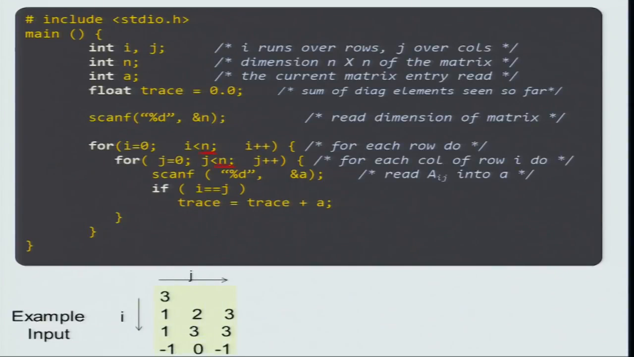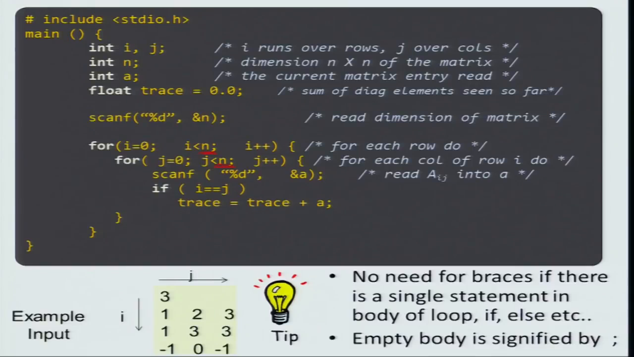So, let us look at a sample input. Let us say that you have 1, 2, 3, 1, 3, 3 and -1, 0, -1. Here is a particular convenience that C gives you, which I have used in this code. Notice that in this if block I did not put the braces. It would have been necessary to put the braces according to the syntax that we have discussed so far. But if there is only a single statement in the if block, then we do not need to put the braces, and it is syntactically correct to do so.